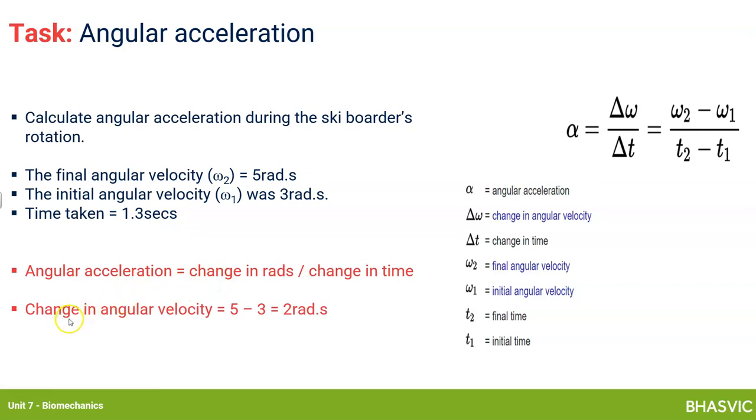Here we go. So change in angular velocity is 5 minus 3, final minus initial, is 2 rads per second. So it's 2 over the time taken. 2 over 1.3 is 1.5 rads per second squared. Again, it kind of feels a bit complicated, but it's not. You know what to do for linear. It's just the change in terminology. The principles are exactly the same.